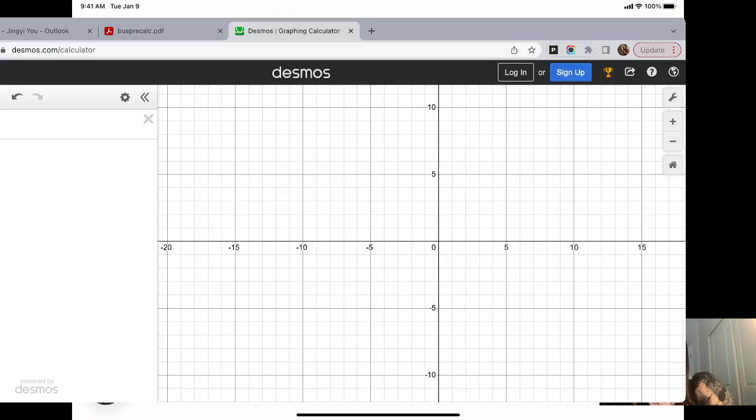This website is really helpful. It's called Desmos.com. It's a graphing calculator. You can find it through the course information.